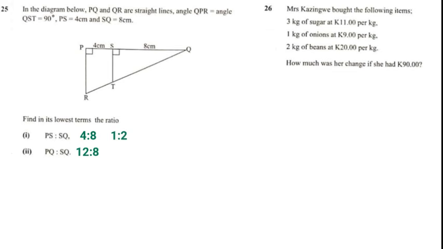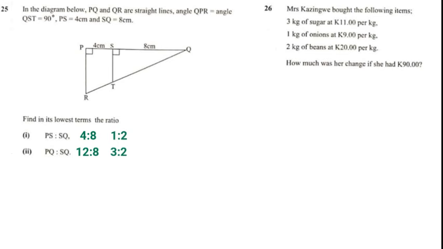Okay, so now we need to reduce this ratio into its lowest term. So what we're going to do is we're going to find a number that can go into 12 and 8, and that should be the highest factor. Okay, the highest common factor of 12 and 8 is 4. So 4 into 12 is 3. 4 into 8 is 2. So the ratio in its lowest term of PQ to SQ is 3 to 2.